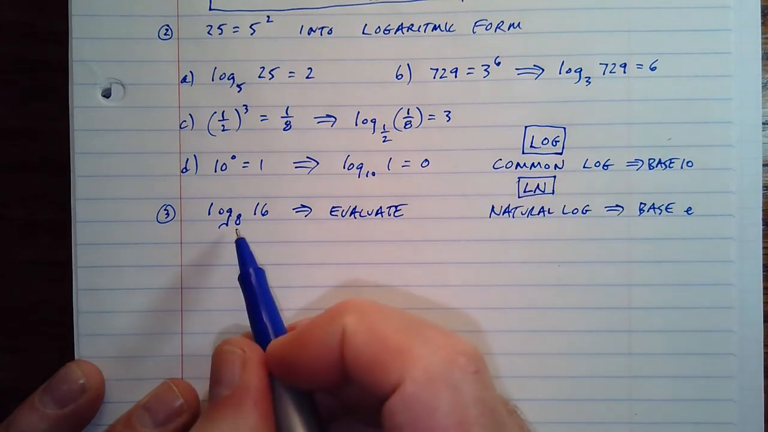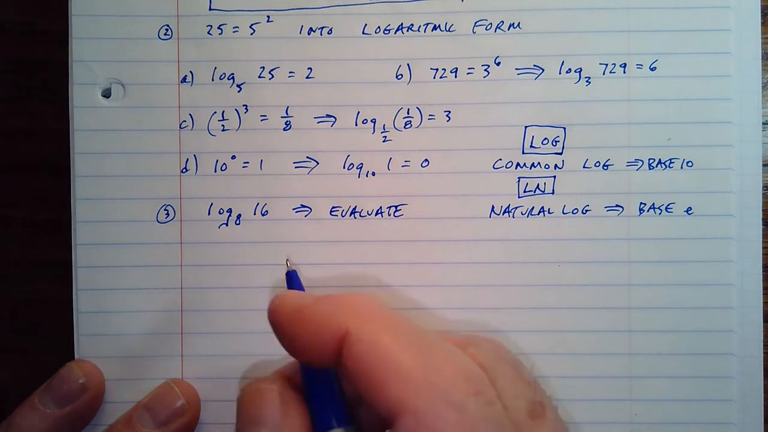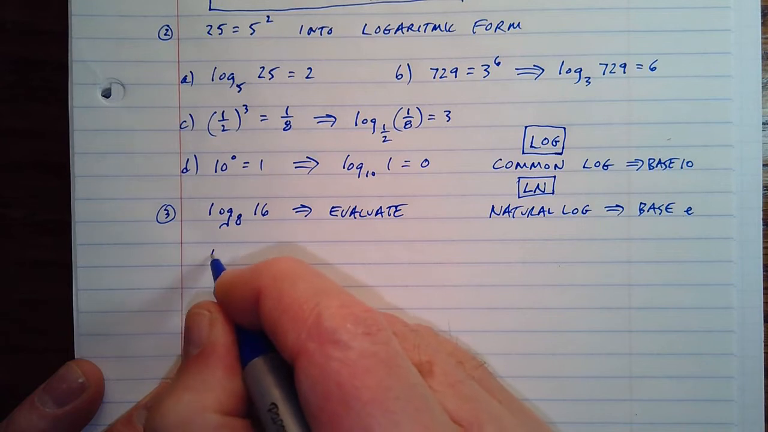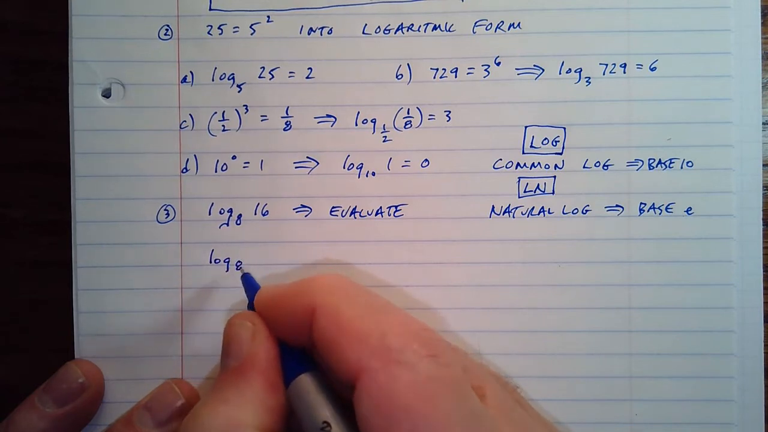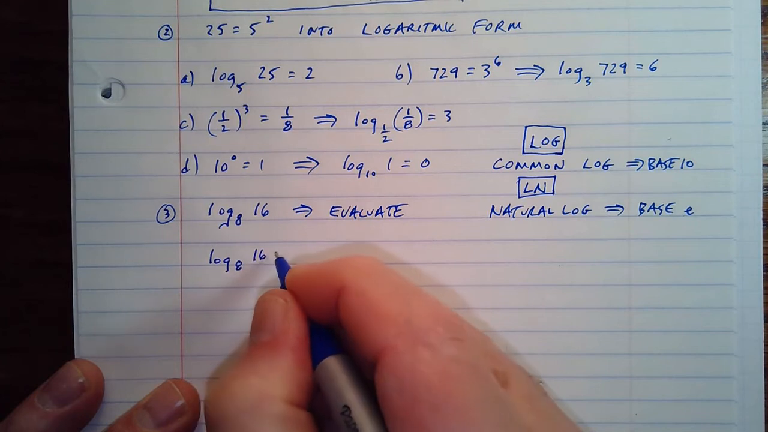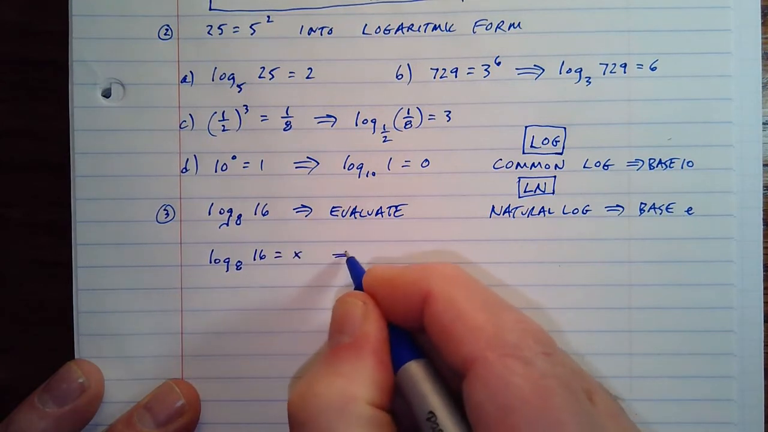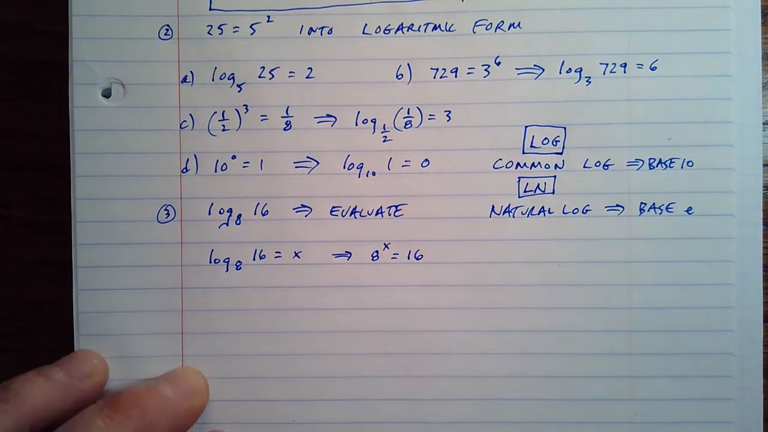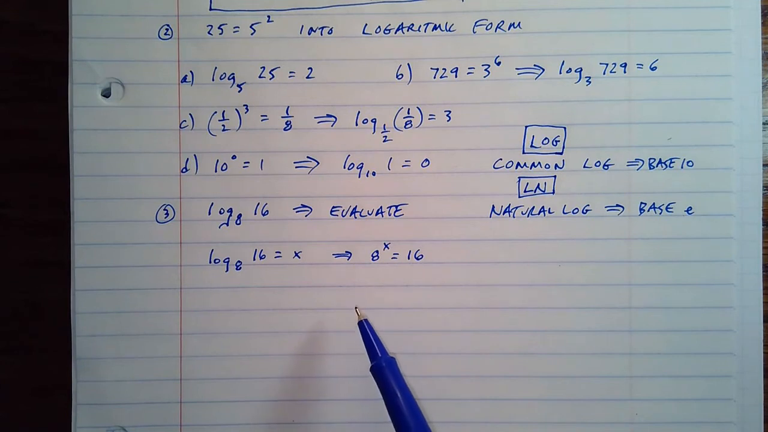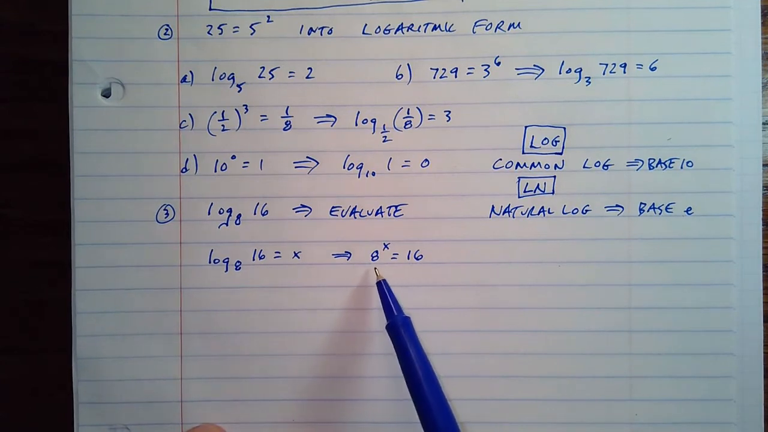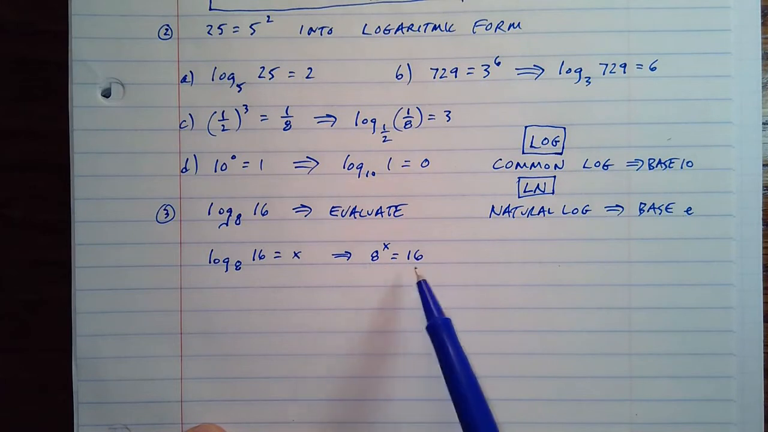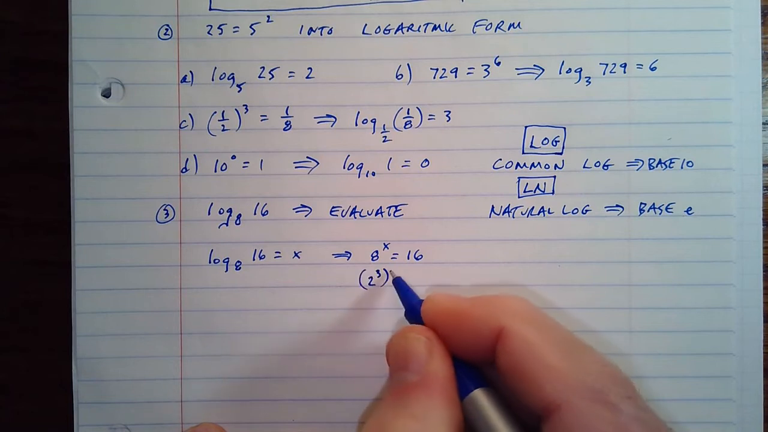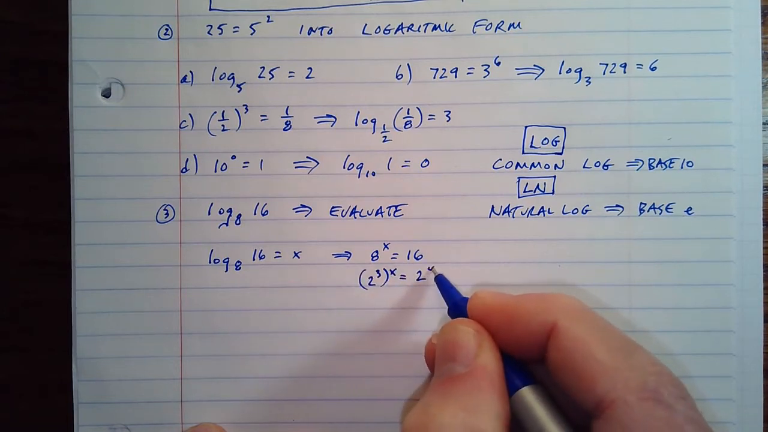Since it's base 8, I can't just type it into my calculator, so I'm going to have to rewrite it as an exponential. So that would be log base 8 of 16 equals x, say. So then it would be 8 to the x equals 16. Now these don't have common bases, so to work this out, it'd be better to get these to have the same base. And both of them have a bunch of 2's in them, so I'm going to make this 2 to the 3rd to the x equals 2 to the 4th.